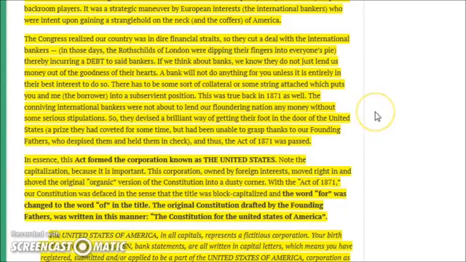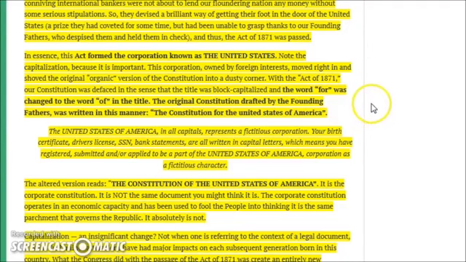The Rothschilds of London were dipping their fingers into the pie, incurring debt to bankers. A bank will not do anything unless it's entirely in their best interest to do so. So they basically went and created this act with the treasonous Congress's complicity. And what they did in 1871, it was defaced in the sense that the title was block capitalized and the word for was changed to the word of in the title. So instead of United States for America, it became United States of America, all in capital letters.